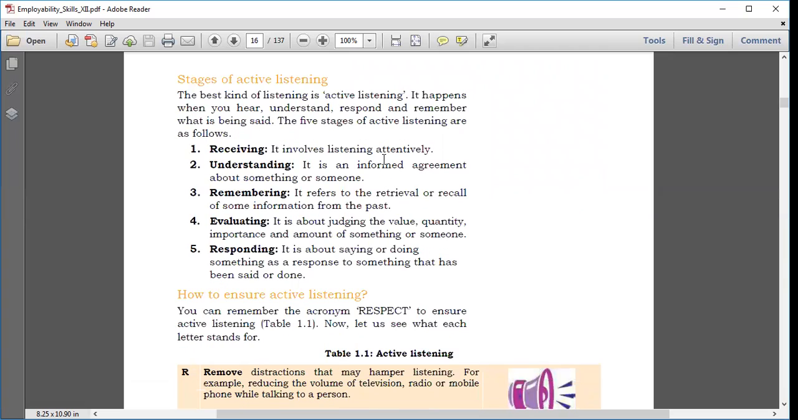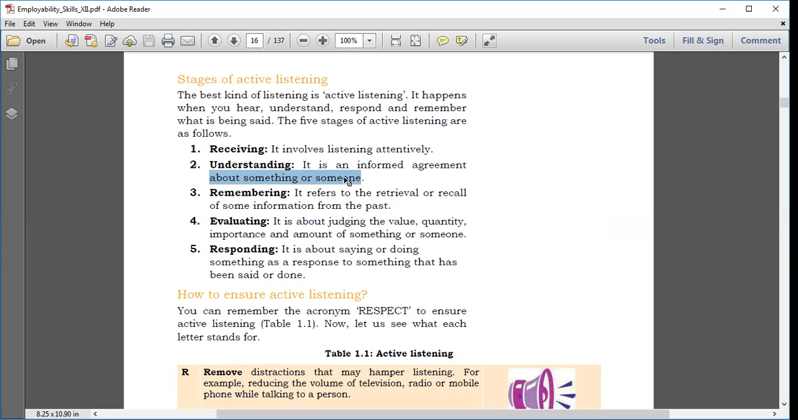Stages of active listening. What are the stages? Receiving is listening attentively. Understanding is informed agreement about something or someone. So understanding means you are grasping whatever the person is telling you. Remembering refers to retrieval or recall of some information from the past. Recalling an old matter, that is remembering. Evaluating is judging the value, the quality, the importance, right?